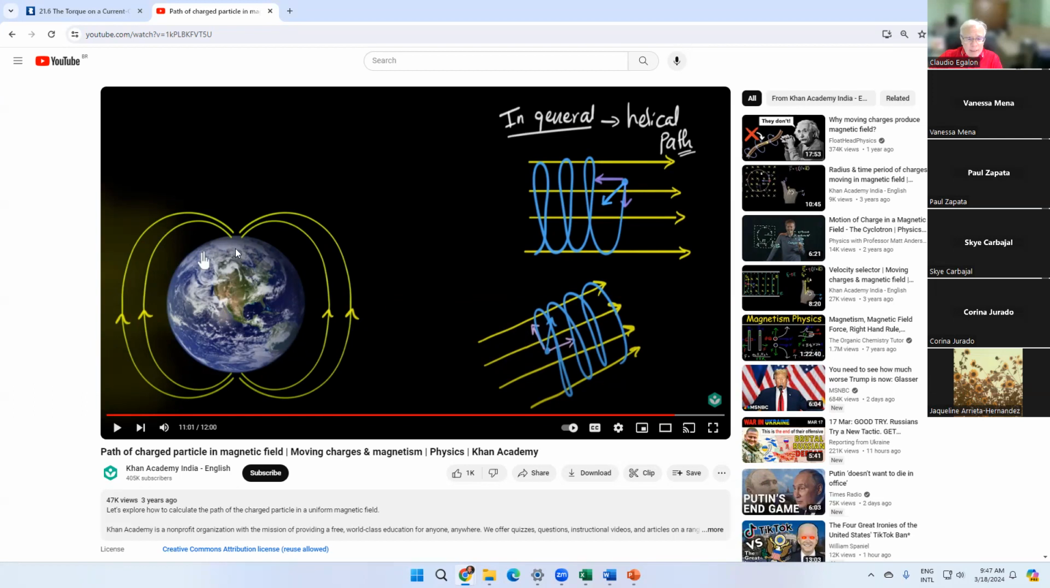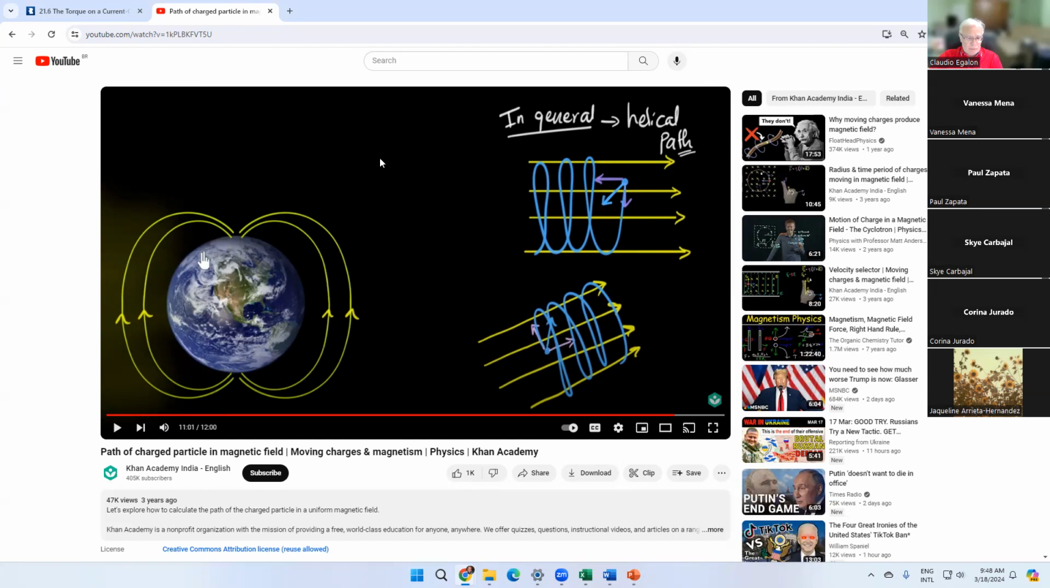And don't forget the south and north magnetic poles of the Earth are very close to the north and south geographic poles of the Earth. So the magnetic field source looks just like that. Here's the north magnetic pole, here's the south magnetic pole, which is nearby the south geographic pole and the north geographic pole.